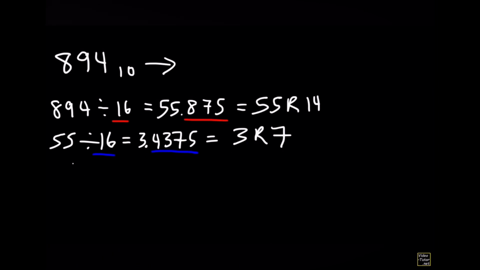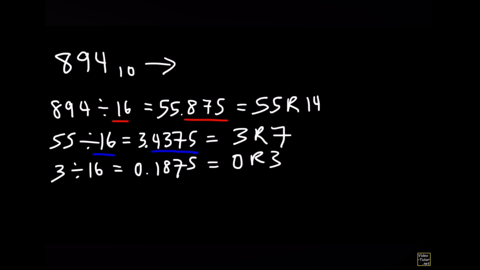And now, let's take 3. 3 divided by 16 is gonna give us a number less than 1, so we can go straight to the answer. 16 goes into 3 zero times, with 3 remaining. If you do 3 over 16, you'll get 0.1875. And so, you have a 0, and then 0.1875 times 16 is going to be 3, so that's a remainder of 3.